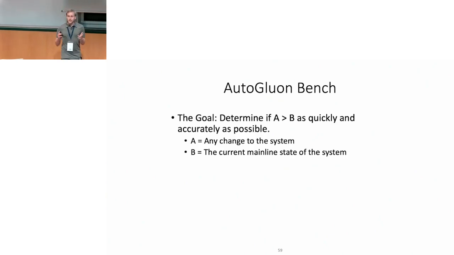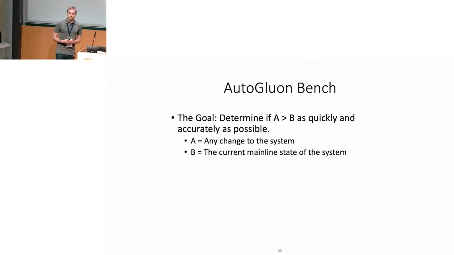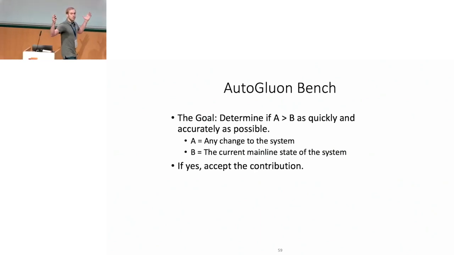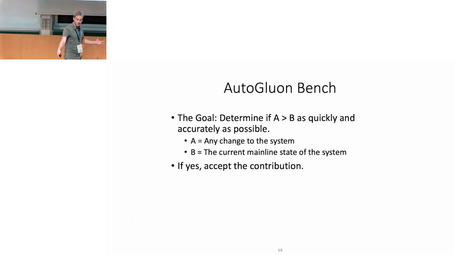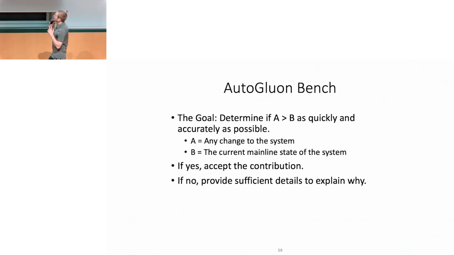The goal is quite simple. Determine if A is better than B as quickly and accurately as possible, where A is literally any change anyone can make to the system, and B is the current mainline state of the system. How do we ensure that for a given change, we know if it's an improvement or not? If yes, accept the contribution. That's it, right? If it's better, if we trust this metric, then throw opinions to the side, just accept it. We have improved the state of the system. If no, provide sufficient details to explain why not, and maybe what the gaps are that are needed to make it become yes.